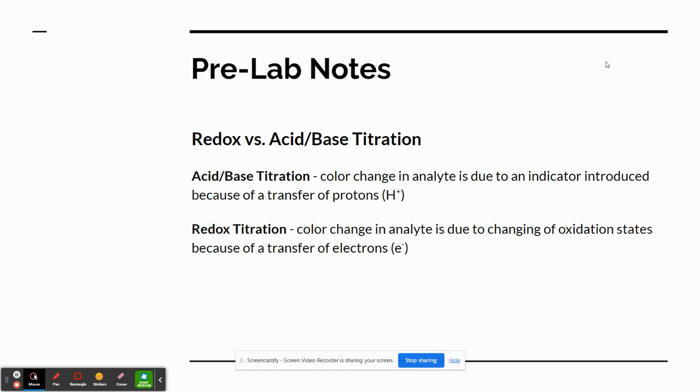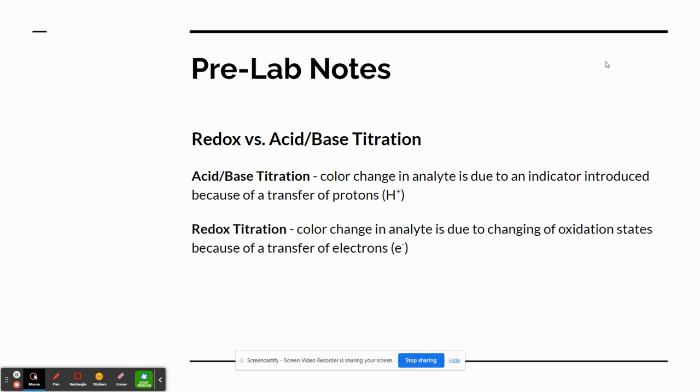The reason why you get a color change in acid-base titrations is because you have to use a different chemical called an indicator. The indicator allows a color change to occur, and that's when you know to stop your titration and collect your data.